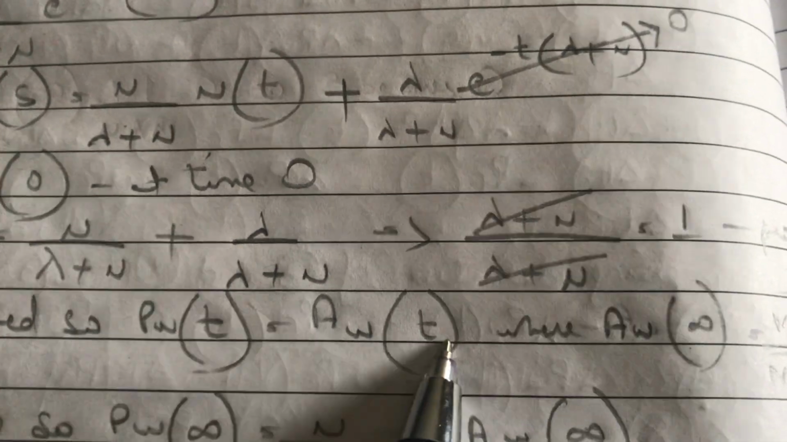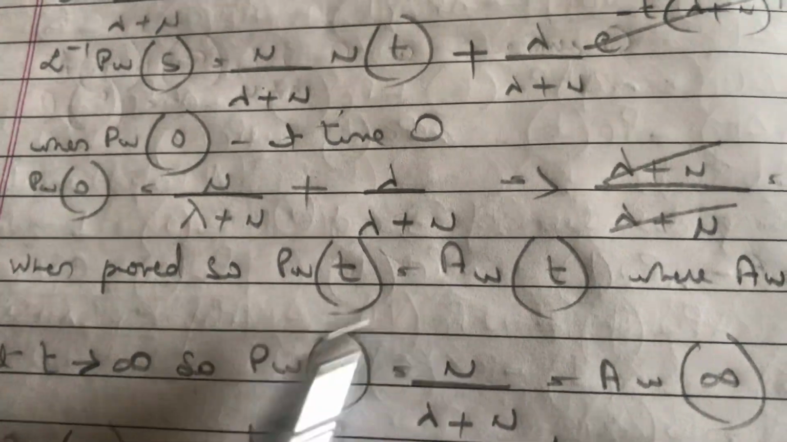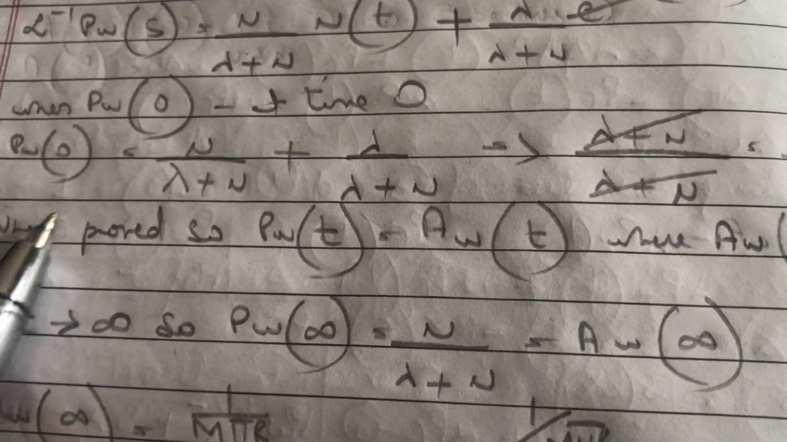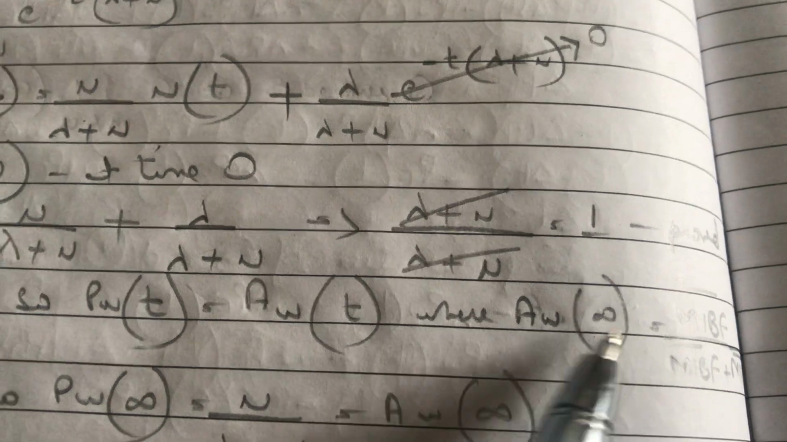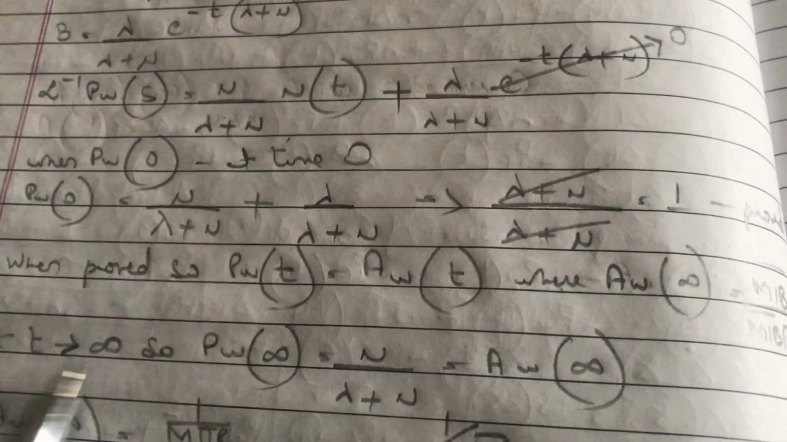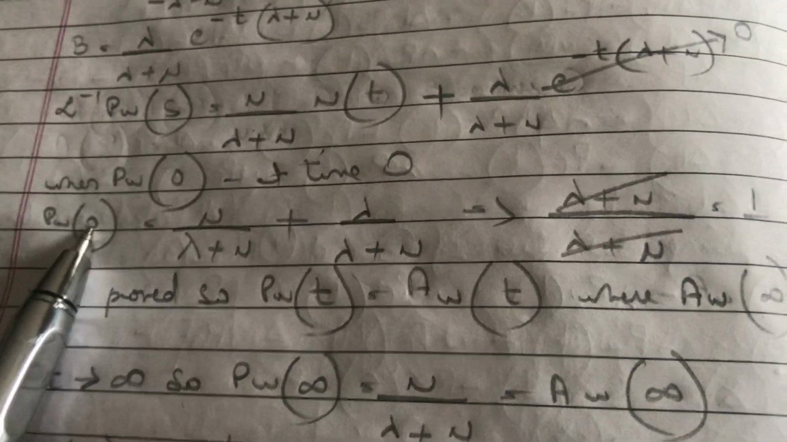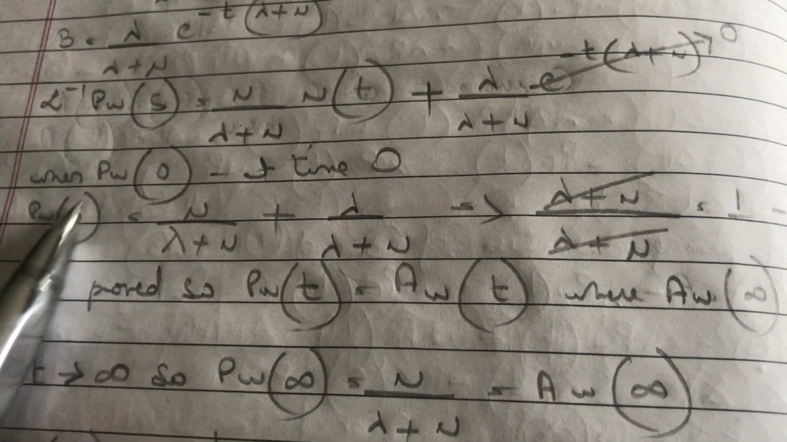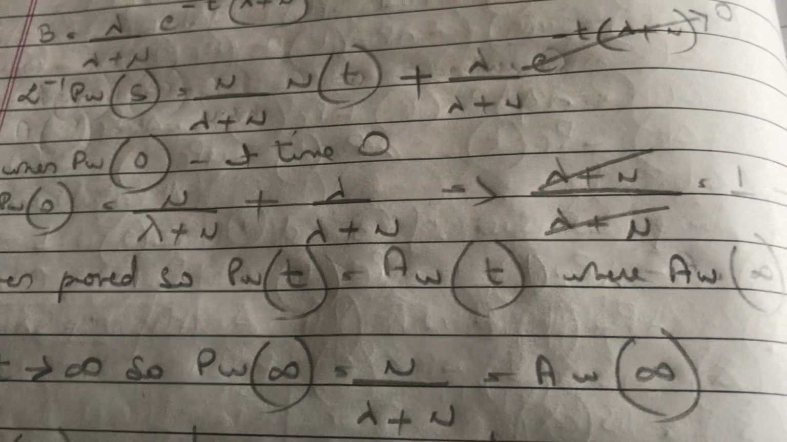So when they both are equal, we can take it at time infinity. First we talked about time 0, now we would be talking about time infinity, because we have to find A infinity, that is our steady state availability. So when we take time as infinity, PW first was 0 at time 0, now we are taking PW of infinity.